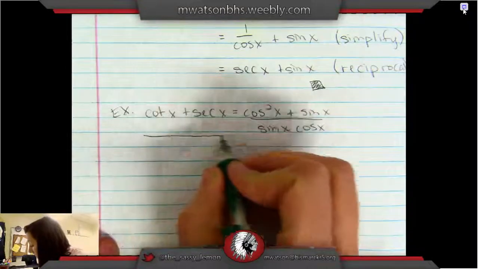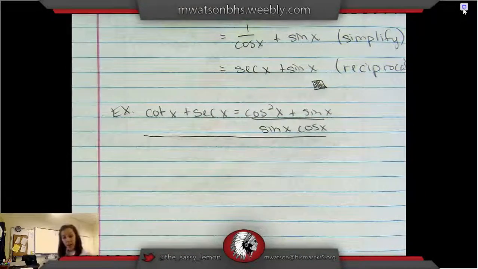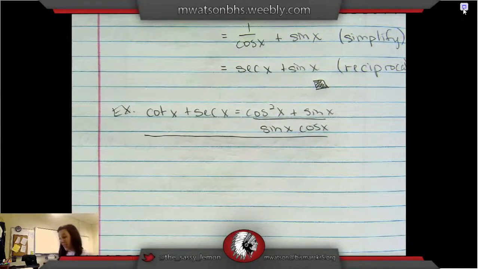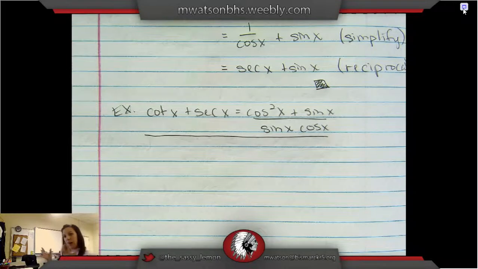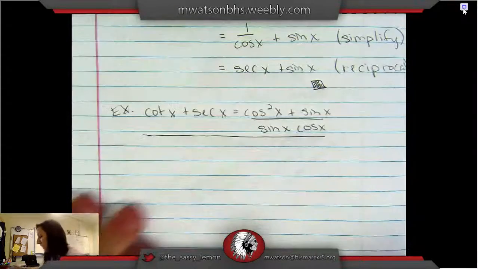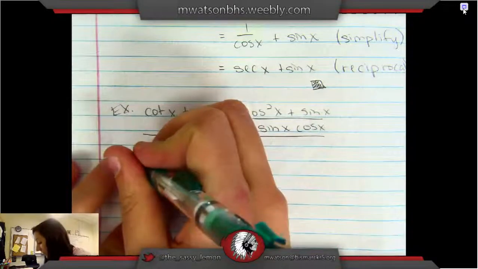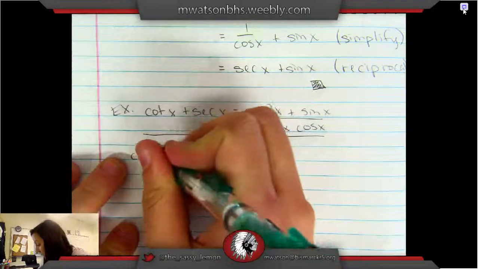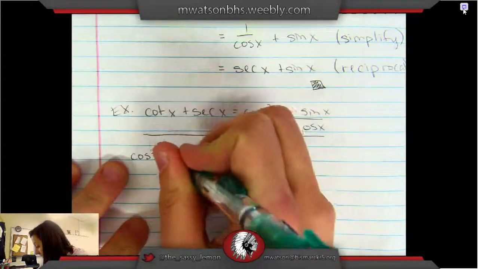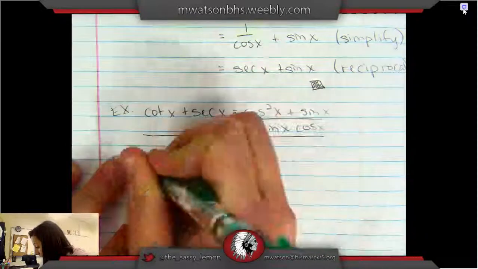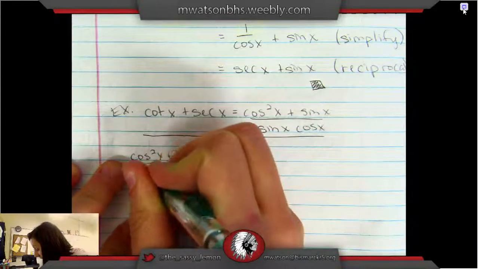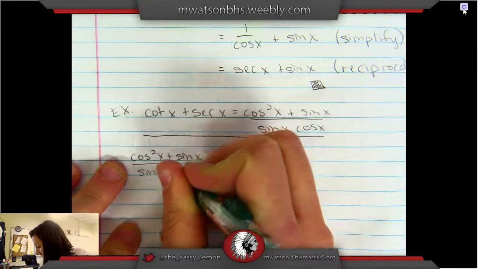Underline the problem. Pick the more complicated side. Again, this one's pretty obvious. Sometimes it's tricky. Sometimes you can't tell which side to start with. But in some of these, it's also very easy. So I'm going to go ahead and write cosine squared of x plus sine of x all over sine of x times cosine of x.